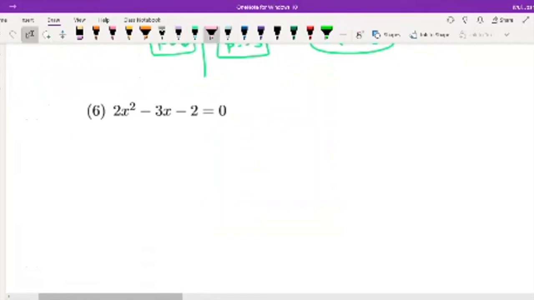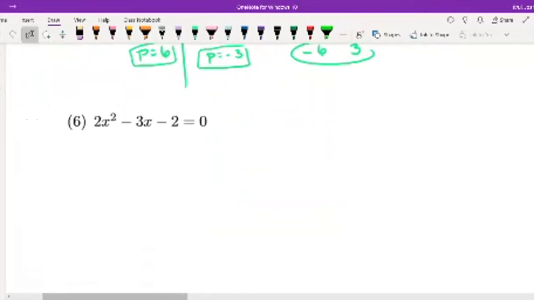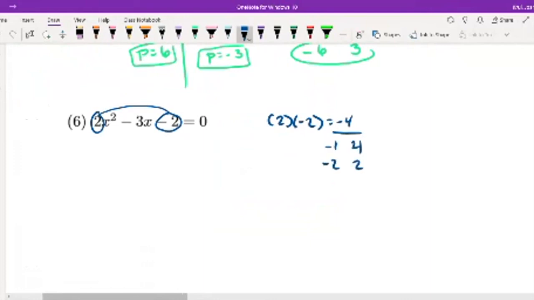Number 6, take the 2, multiply it by the -2. So we get -1 and 4, -2 and 2. So we're looking for -3. So we can also remember that -4 times 1 will work. So we get 2x squared minus 4x plus 1x minus 2.